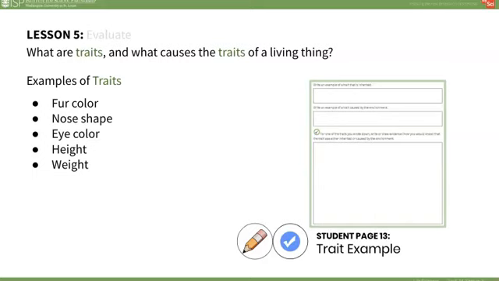Give students a copy of trait examples found on student page 13. Have students write an example of an inherited trait of a living thing and an example of a trait of a living thing that was caused by the environment.